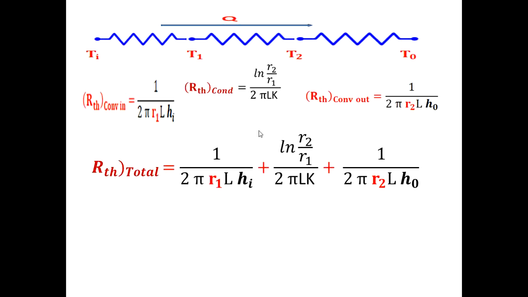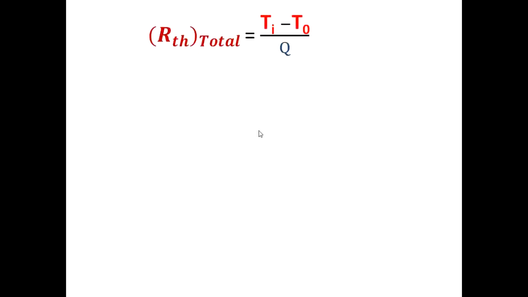Total thermal resistance, R total, you can write like this. You have practiced this already in the Cartesian coordinate system.